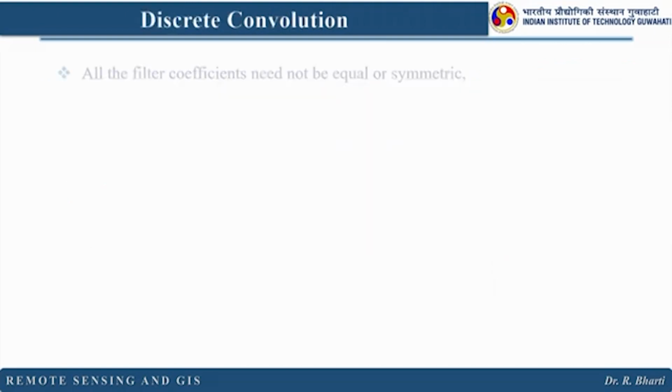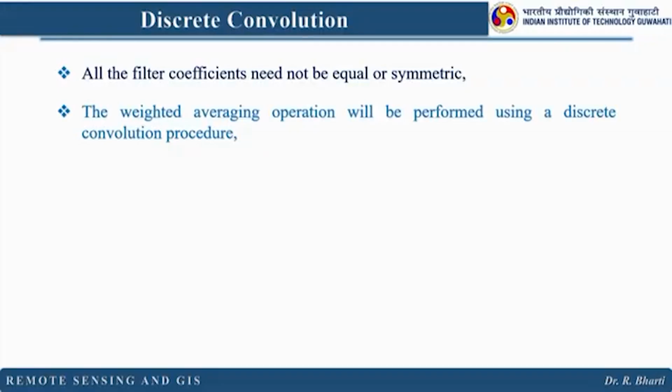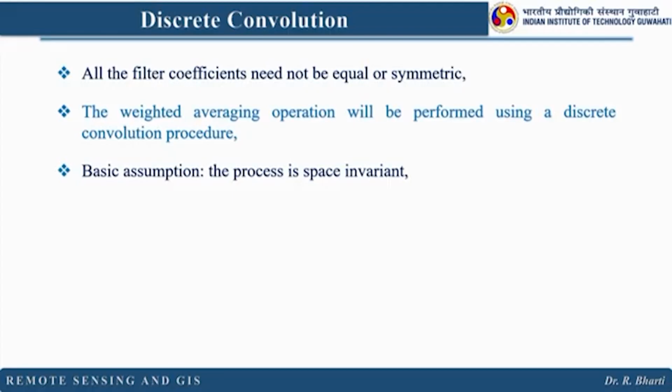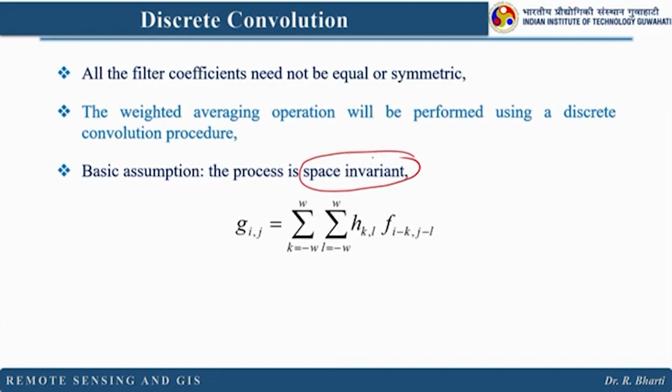Now, discrete convolution. All the filter coefficients need not be equal or symmetric. In the previous case, we have seen when we are using similar weightage for all the pixels, but here it need not be equal or symmetric. So what we can do? We can change. The weighted averaging operation will be performed using a discrete convolution procedure. So how we will do that? The basic assumption is the process is space invariant. This is very important, space invariant.